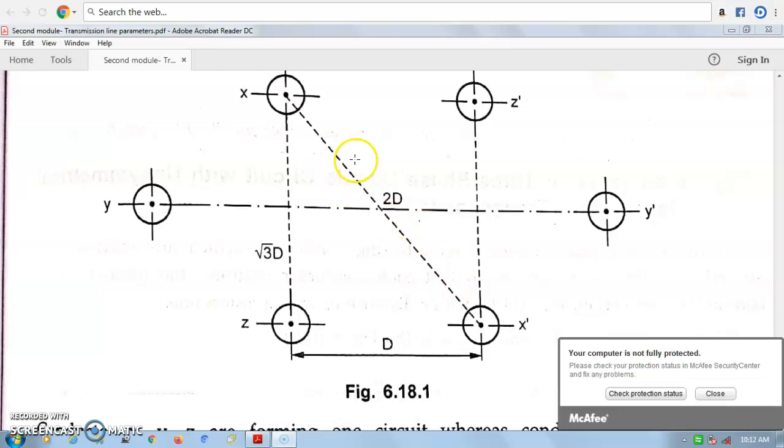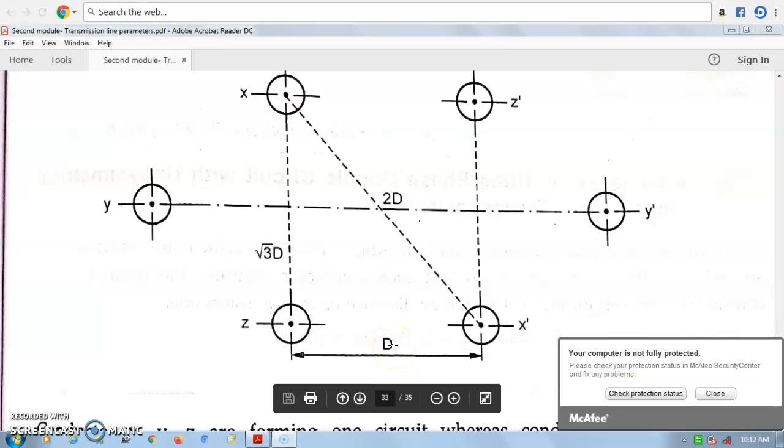Here the resultant is 2D. So 2D squared is equal to D squared plus this unknown squared. So 2D whole squared means 4D squared is equal to D squared plus unknown squared. Therefore unknown squared is equal to 4D squared minus D squared. You will get 3D squared. Therefore the distance is equal to root 3 into D. So we got this, right?